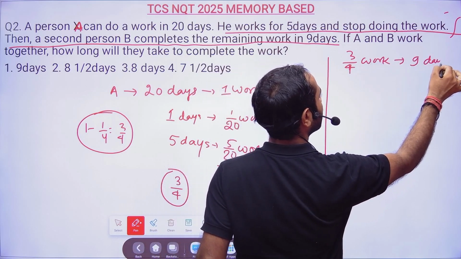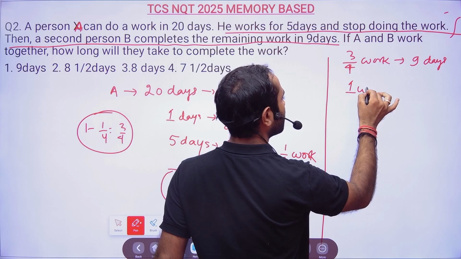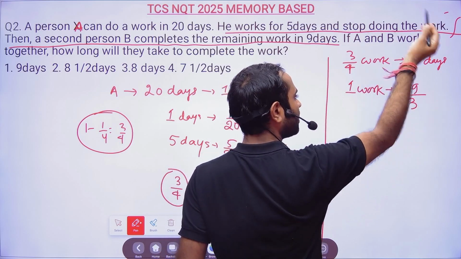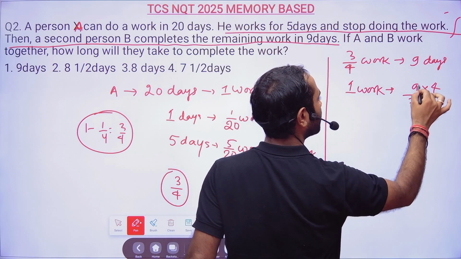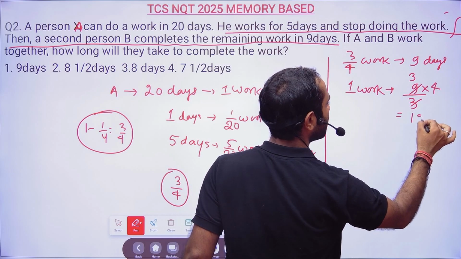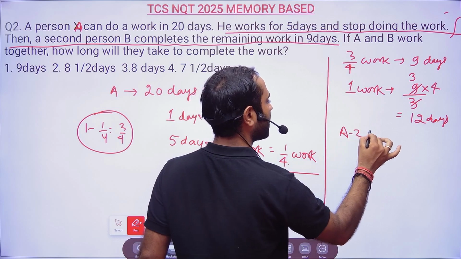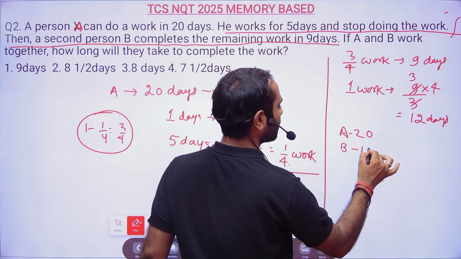9 days. So 1 work B will be able to complete in how many days? 9 divided by 3. When you divide this, 4 will go up. 3 3s are 12 days. So A can finish 1 work in 20 days. B can finish 1 work in 12 days.